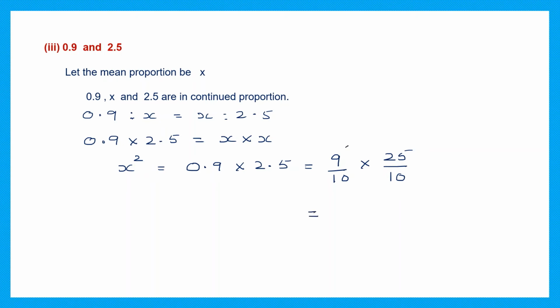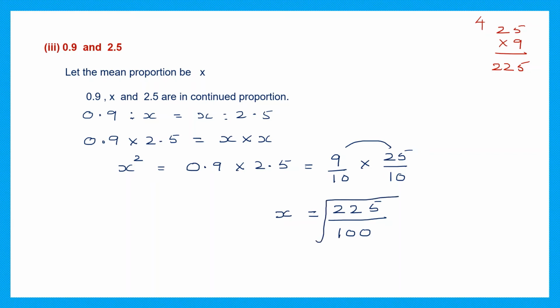When I multiply the numerators, 25 into 9, let's see what we get. 9 5s are 45, carry 4. 9 2s are 18, plus 4 is 22. So in my numerator I've got 225. In my denominator 10 into 10 is 100. So x square is 225 by 100. So x will be the square root of this whole thing. So I need to find the square root of 225 and the square root of 100.